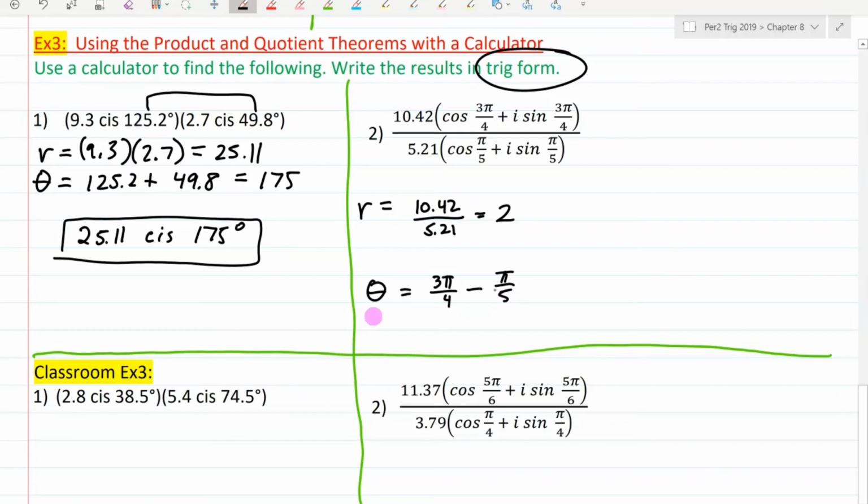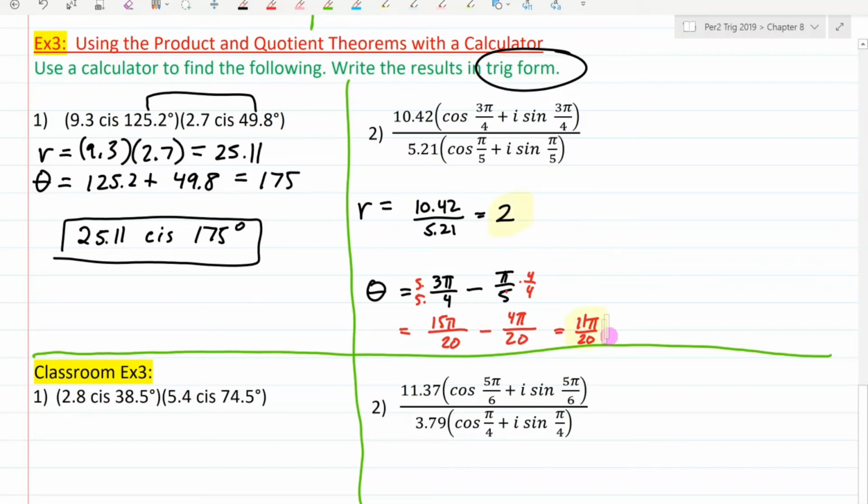If you wanted to use your calculator, you could just do 3/4 minus 1/5. Or we could just make the denominators the same. For the first one, you're going to have to multiply top and bottom by 5, so this is going to be 15 pi. And for the second one, you're going to multiply top and bottom by 4, so that's 4 pi. So your answer is 11 pi over 20.